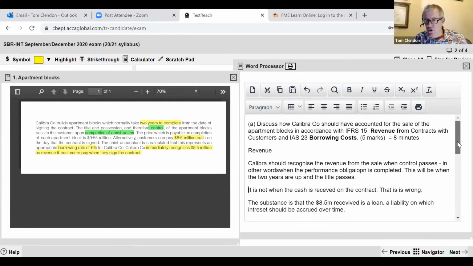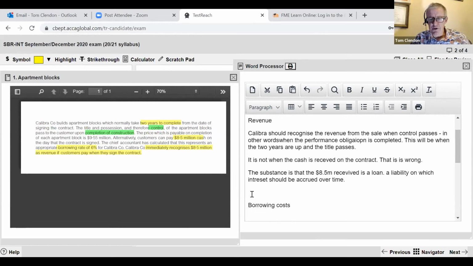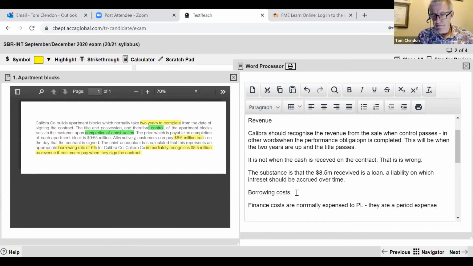So I think that's almost enough there on the revenue. If I want to talk about borrowing costs, then borrowing costs are normally written off, aren't they? Finance costs are normally expensed to P&L. Yeah, they are a period expense. But actually, that's not always the case, is it? Because if you've borrowed money specifically for a project to finance the construction of an asset, you capitalize the interest. I mean, this is FR, isn't it?